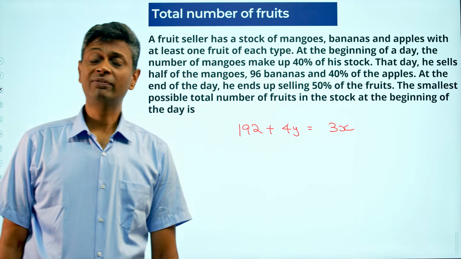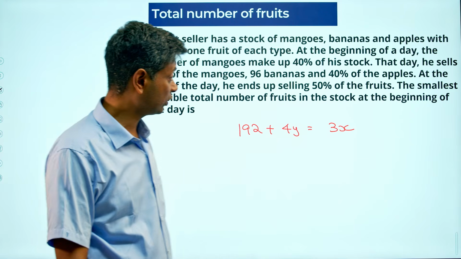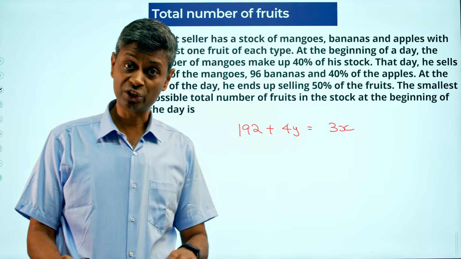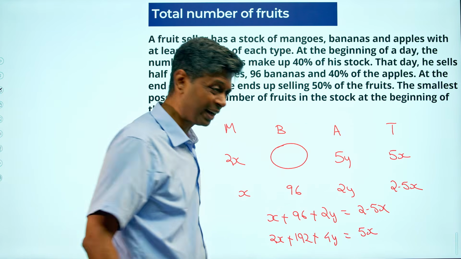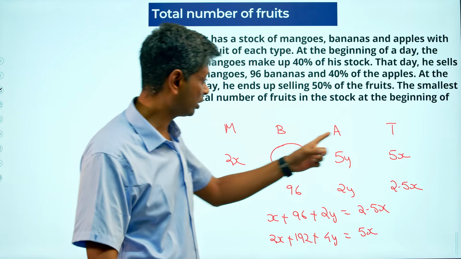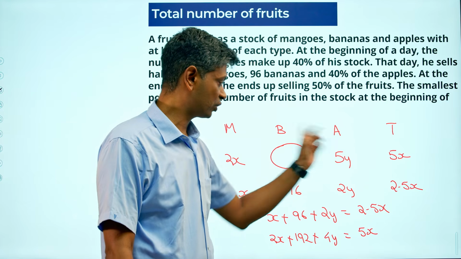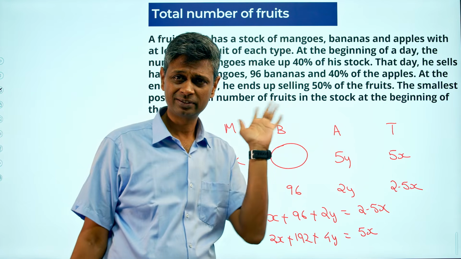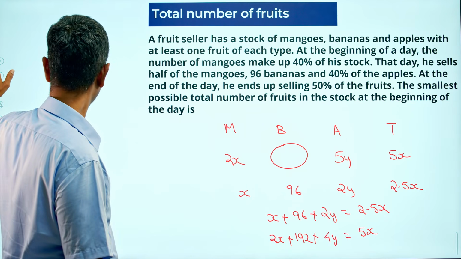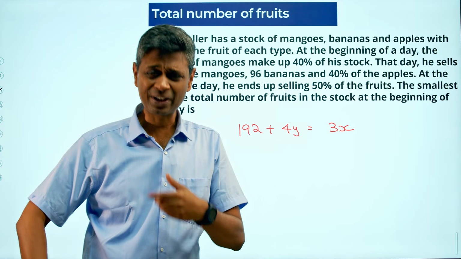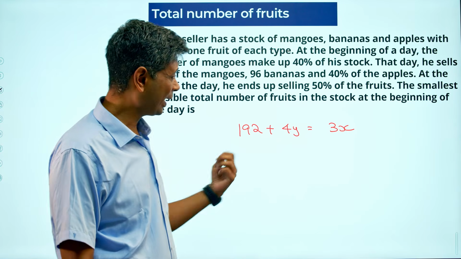We cannot solve and find values of x and y, but whatever values of x and y satisfy this will satisfy all our conditions. Especially because this number here is vacant, we'll have to call it 3x minus 5y, because the total is 5x. So now what do we do here? We want to find the smallest possible total number of fruits. So we want to find as small a value for y and x.